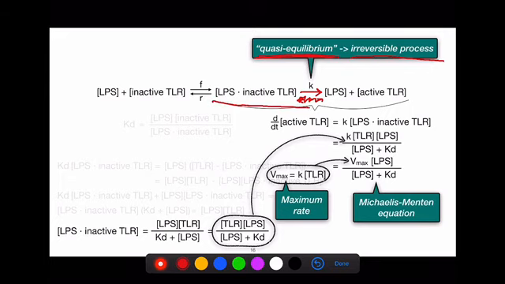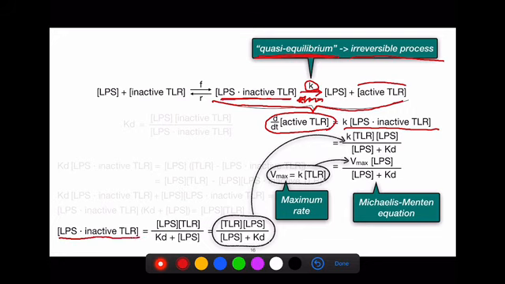Then this latter part of the reaction can be described the same way. The rate of change of active TLR, which is d active TLR over dt, is just the rate multiplied by this LPS-TLR complex, just like that. And in the previous week's discussion, we learned that the LPS-TLR complex can be written this way. And we just simply plug it in.